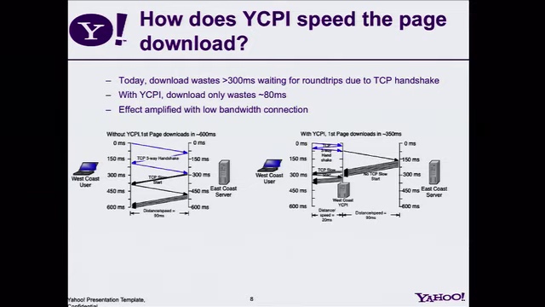What you can see here on the left is an example of just in the US alone, the difference between East Coast and West Coast. Basically, just to complete from the browser request to the data request is about 300 milliseconds. And with the YCPI proxy in place, you can see that it is reduced to about 150 milliseconds. So the total page download time goes from about 600 milliseconds to 350 milliseconds.